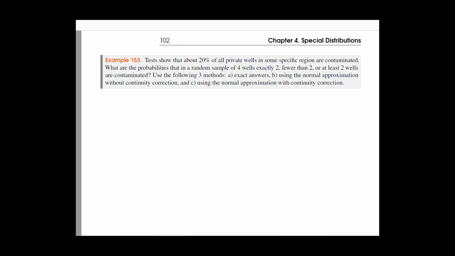Alright, so let's do this example. We have wells on a property, I guess, and we know that 20% are contaminated. Then you take a random sample of 4, and we want to know the probability of having exactly 2, fewer than 2, or at least 2 wells contaminated. We're going to do this using the binomial, using the normal approximation without continuity correction, and normal with continuity.